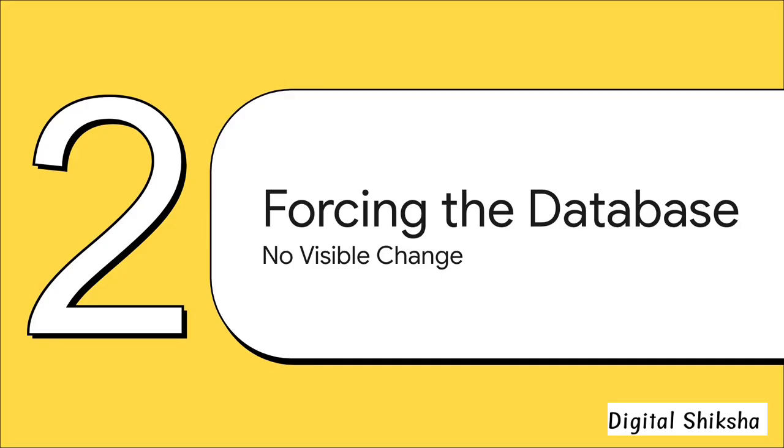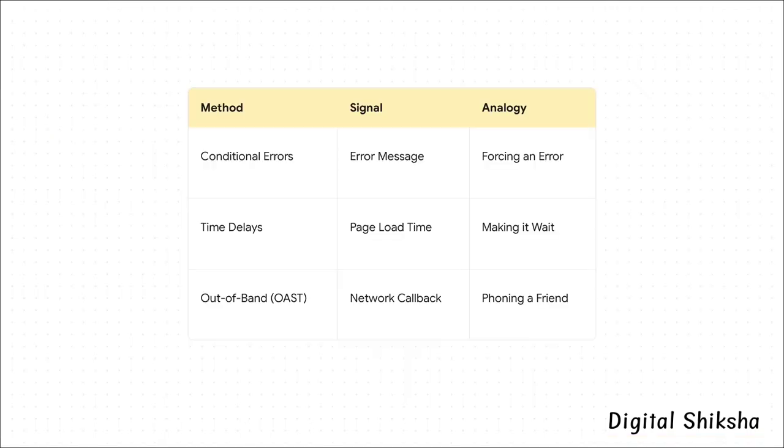But what if the application is really well designed and it shows no change at all? That little welcome back trick is completely useless. So, what happens when attackers hit this wall? Well, this is where they have to escalate their methods. And this right here is basically the attacker's playbook. If one method is blocked, they just move on to the next one. They can try to force an error, or maybe introduce a time delay, or in a last-ditch effort, even make the database phone a friend.